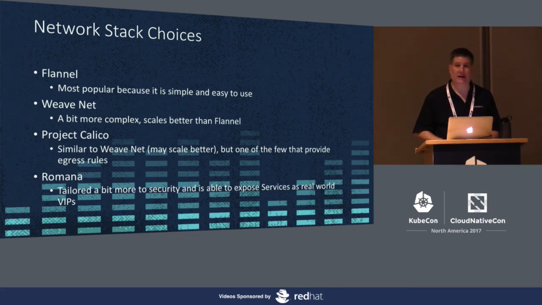All the stacks do adhere to the network policy API, so you can have ingress rules, but to make yourself more secure, the egress rules are what you want to use. And then Romana, which I was looking at for a while because of the security aspect, but I had to rule it out, though it does have some interesting aspects. It's much like the others, but one interesting thing is it will allow you to take a service and expose it as a real-world VIP. Instead of doing straight NodePort and getting a random port, you can expose your service as port 80 or any other port on a specific IP, a real-world IP, so your external services can talk to it.